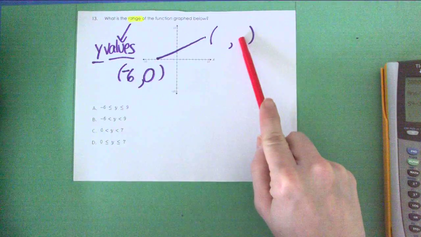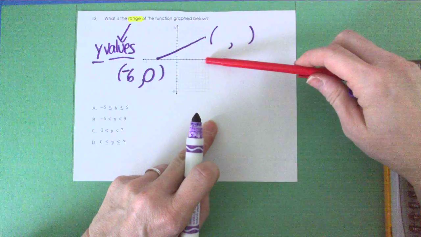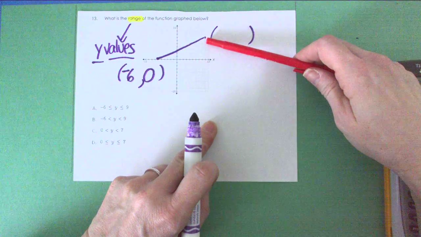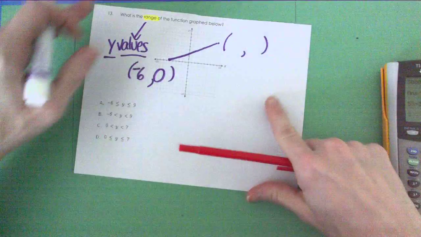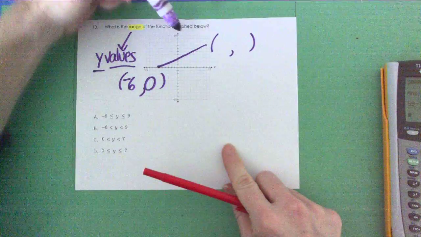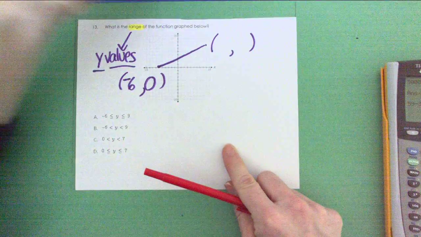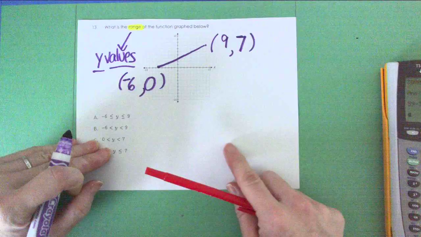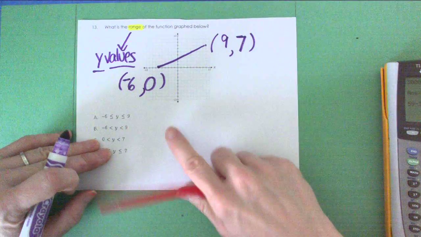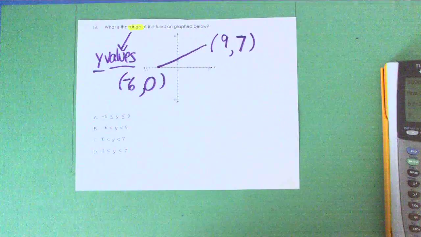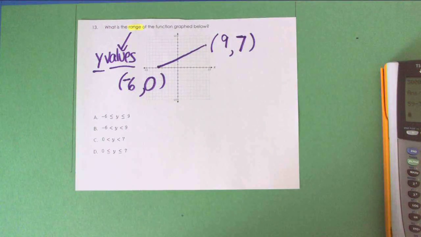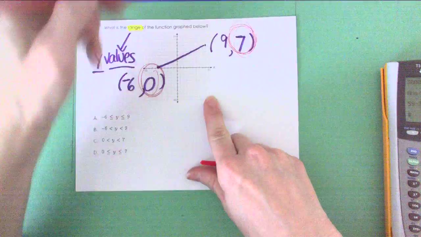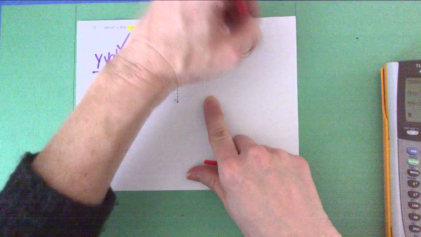And this guy over here looks to be 9 on the x and 1, 2, 3, 4, 5, 6, 7 on the y. Am I seeing that right? My eyes are tricking me here. Yeah, 9, 7. Okay, then what I do, once I have those labeled, I circle the y's, range, y values. And I go lowest to highest.